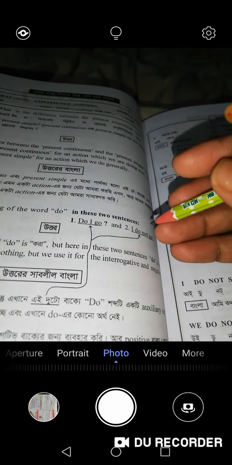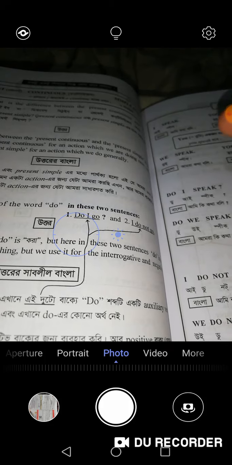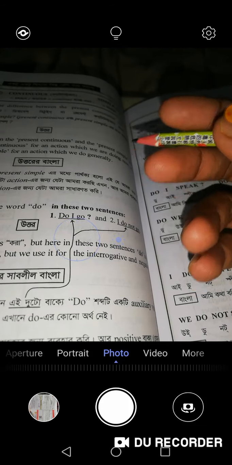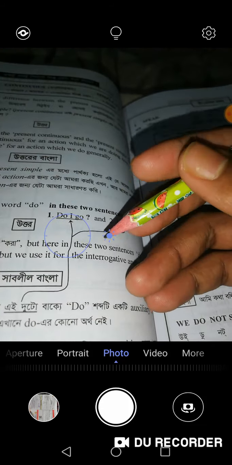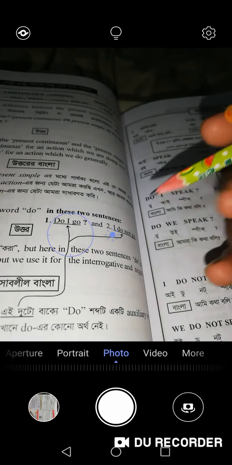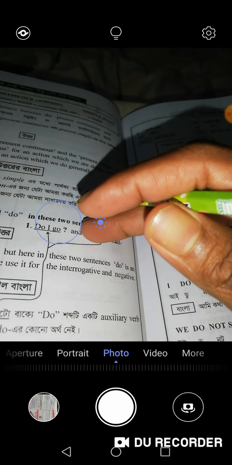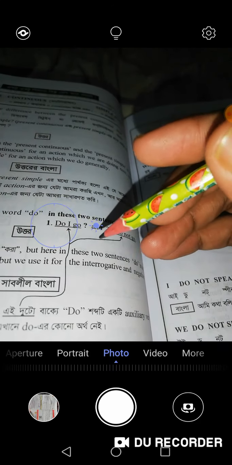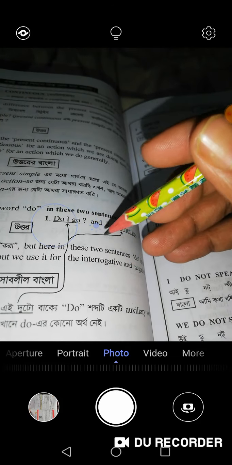Okay, what is the meaning of the word do in these two sentences? Do I go? I do not go. Basically the meaning of this word do is kara, but in these two sentences it is an auxiliary verb and means nothing, but we use it for interrogative and negative.